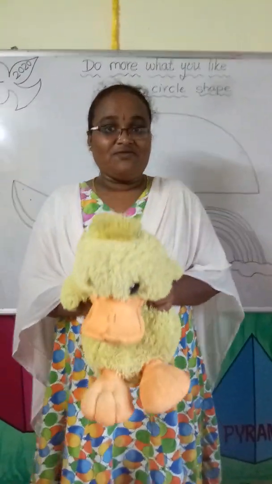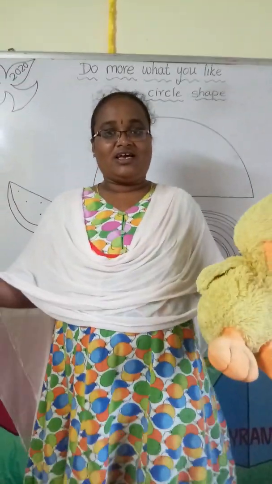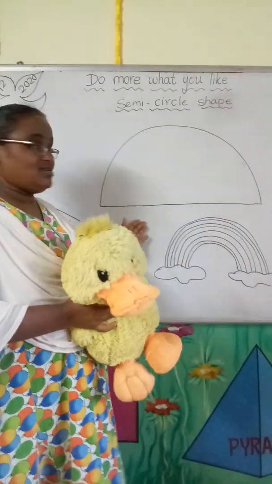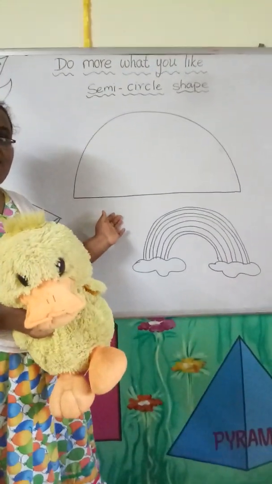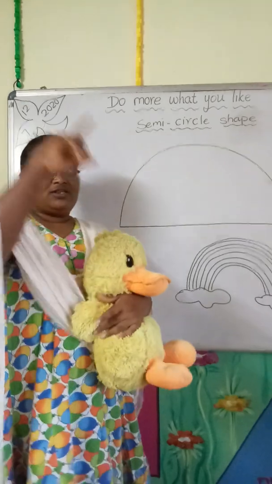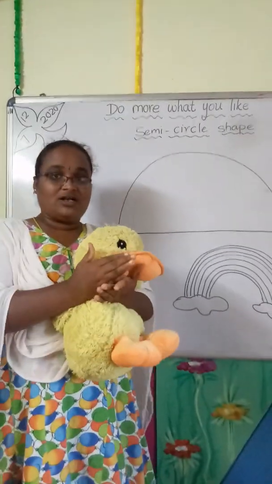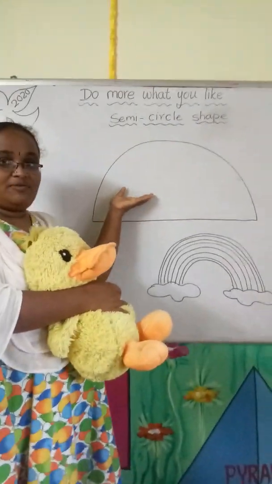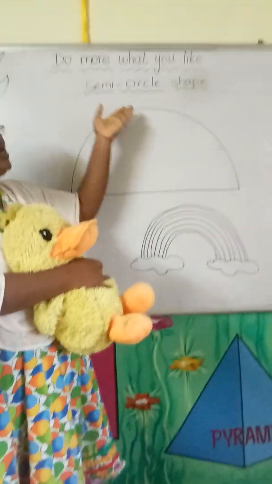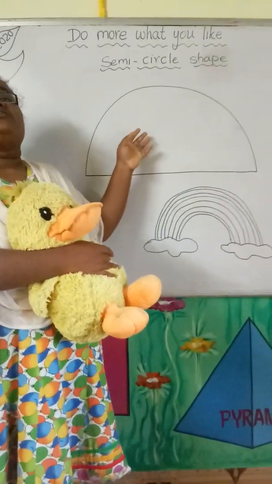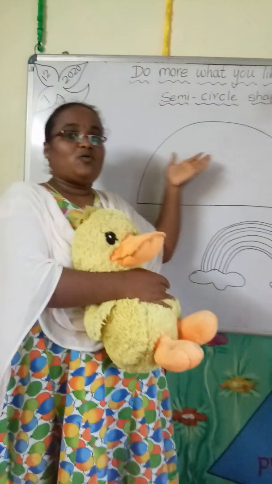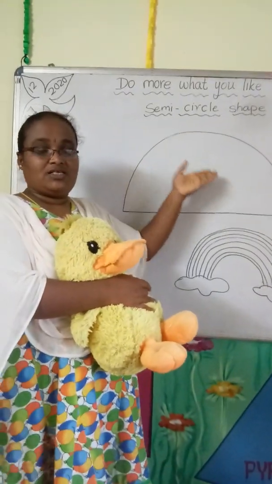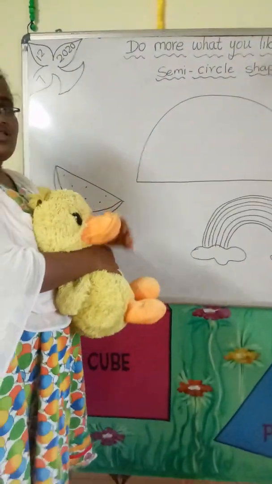Dear, it's time for activity time. What shape is this? When it is a circle shape and you cut the circle shape, what shape will come? Yes, semicircle. What shape is this? Semicircle shape. What are the related objects?